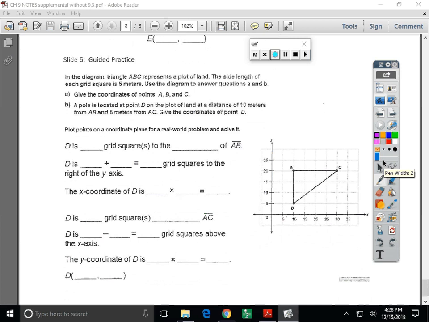Here it says in the diagram, triangle ABC represents a plot of land. The side length of each grid square is 5 meters. Oh, they're counting by fives this time. That's interesting. So down here I see 5, 10, 15, 20. Notice they're not counting by negatives. We don't have a negative shown because you wouldn't count a negative distance, would you? Use the diagram to answer questions A and B. A, give the coordinates of points A, B, and C.